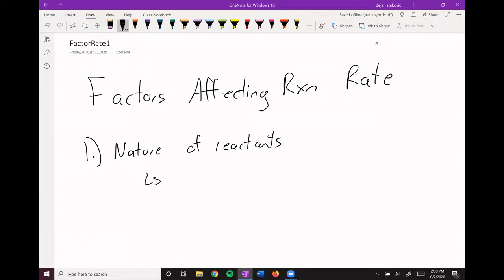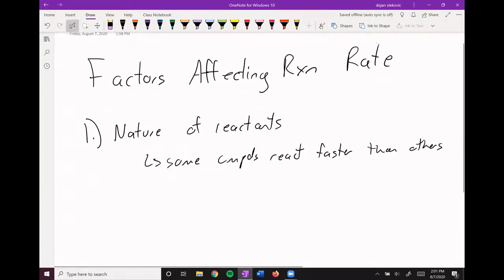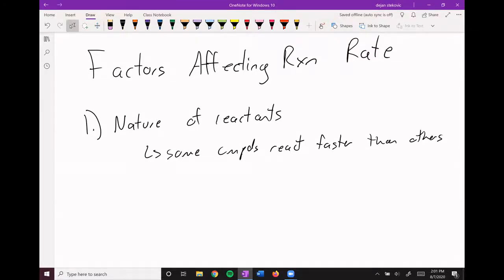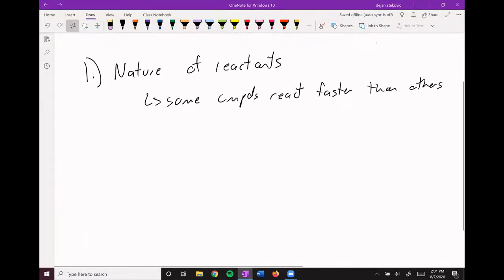And so what we say here is that some compounds simply react faster than others. And this depends on the identity, the structure, and the chemical properties of each individual reactant, right? So you have to know about the chemistry behind all of them to be able to make predictions about this.